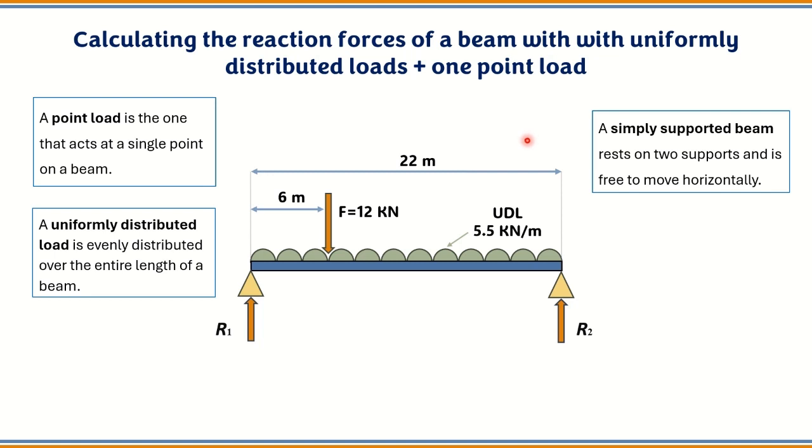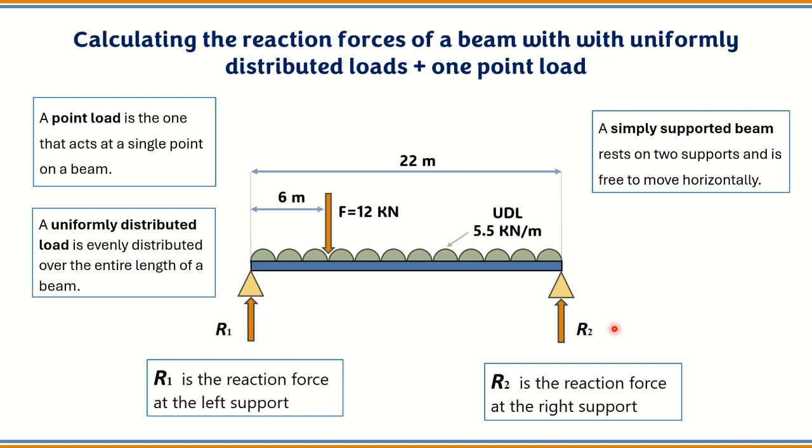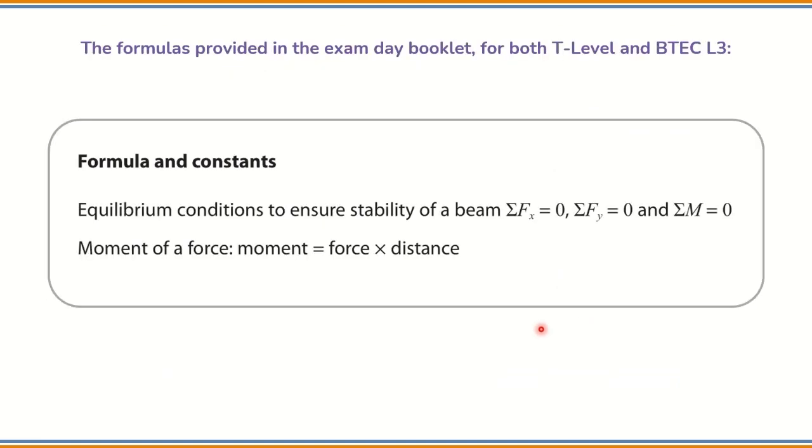In this type of problems, we are going to consider that the beam is a simply supported beam, which means that the reaction forces are only vertical. There are no horizontal reaction forces. R1 is the reaction force at the left support, and R2 is the reaction force at the right support. The day of the exam, you will have a booklet with the formulas that you may need.